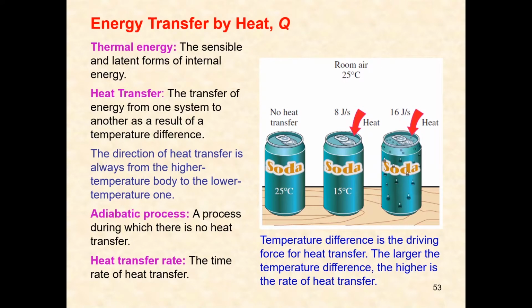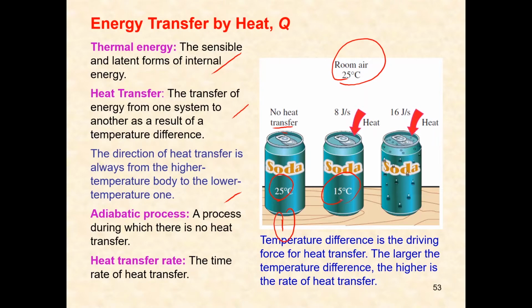This slide discusses the energy transfer by heat. The thermal energy is the sensible and latent forms of internal energy, where heat transfer is the transfer of energy from one system to another as a result of a temperature difference. The direction of the heat transfer is always from the higher to the lower temperature. If you notice in this figure, in the first one there is no heat transfer due to the same temperature. It is already homogeneous, so no heat will be transferred because none of them is lower or higher than the other.